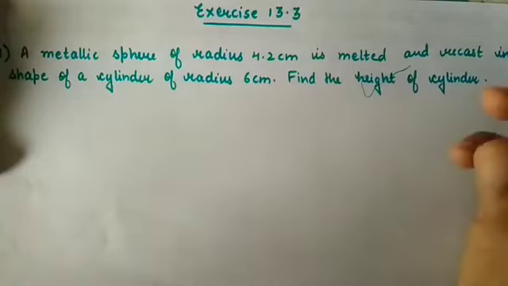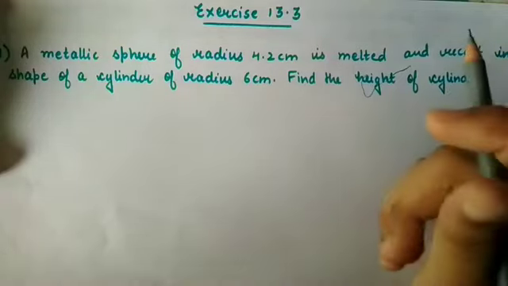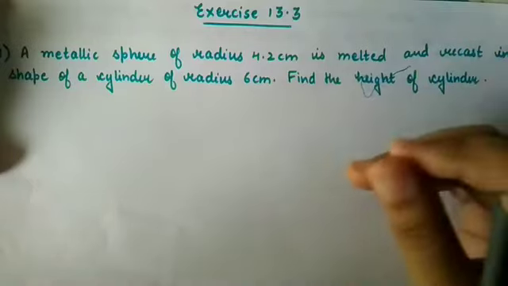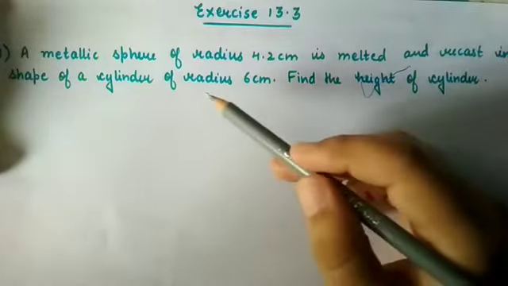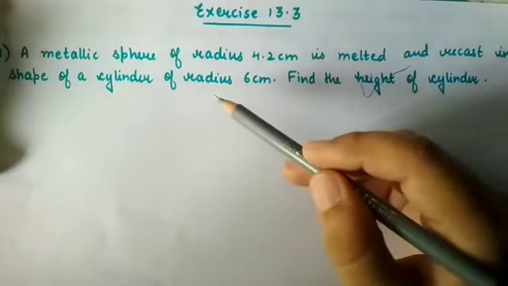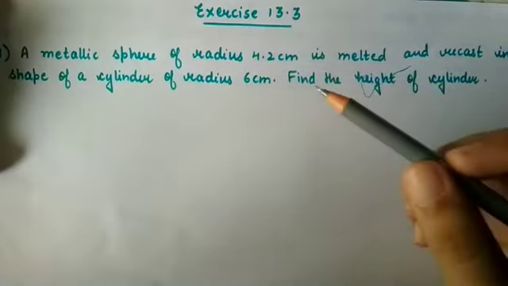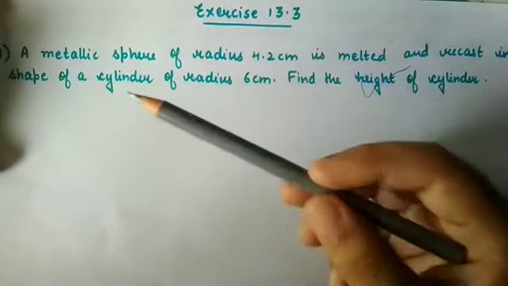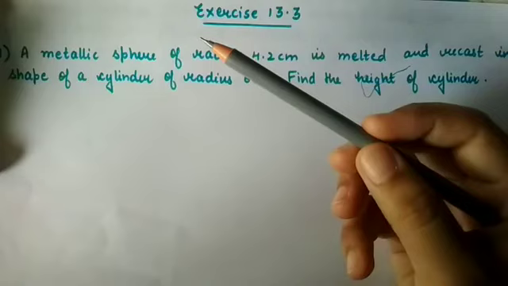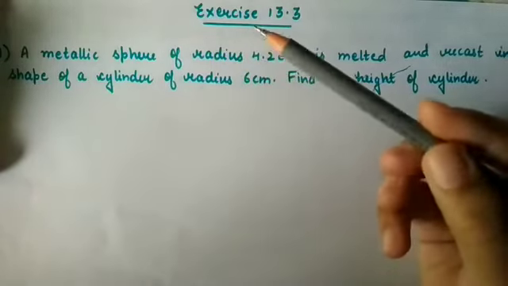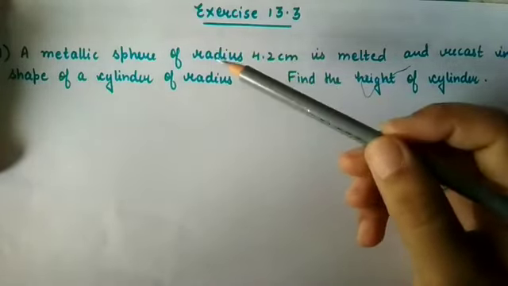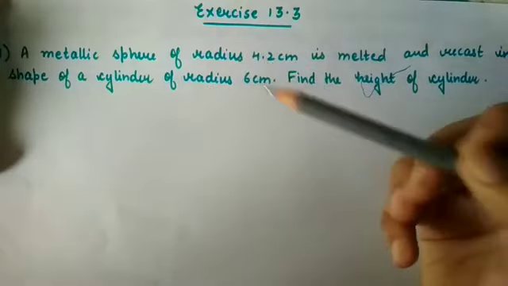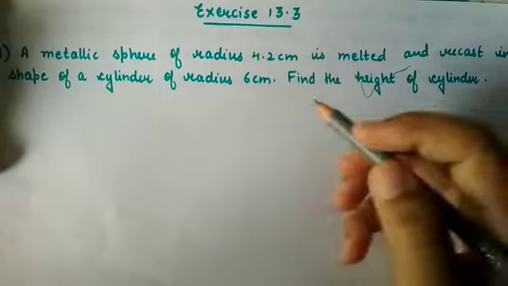It means there was a metallic sphere, it was melted, and then the melted iron was recast into the shape of the cylinder. So we have to find the height of the cylinder. Now it means the volume of the metallic sphere and the cylinder would be same. So therefore we will equate the volumes of the sphere and the cylinder, and then from that we will get an equation from where we will be able to find the height of the cylinder.